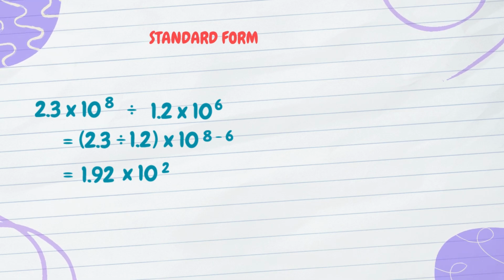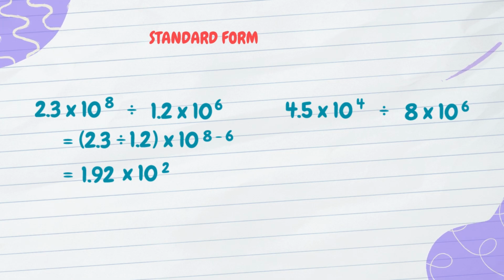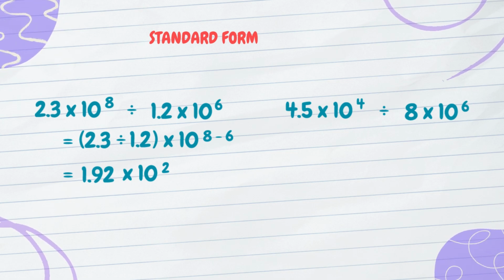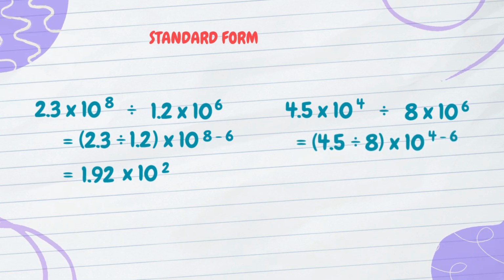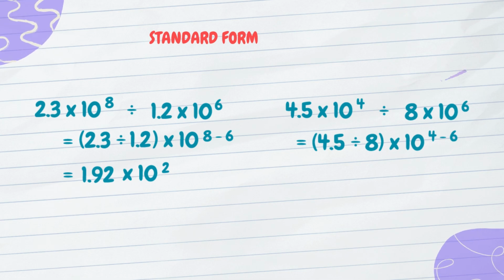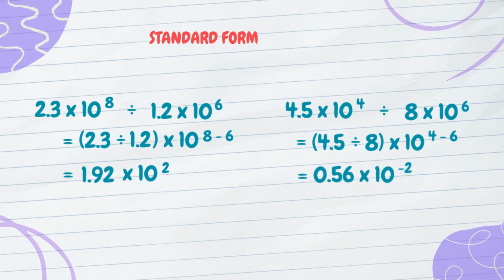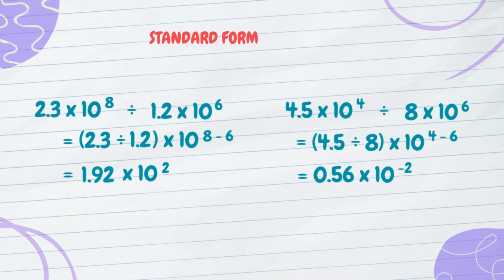The final example, divide 4.5 times 10 to the power 4 and 8 times 10 to the power 6. This should be 4.5 divided by 8 times 10 to power 4 minus 6. After computing, it becomes 0.56 times 10 to the power negative 2.